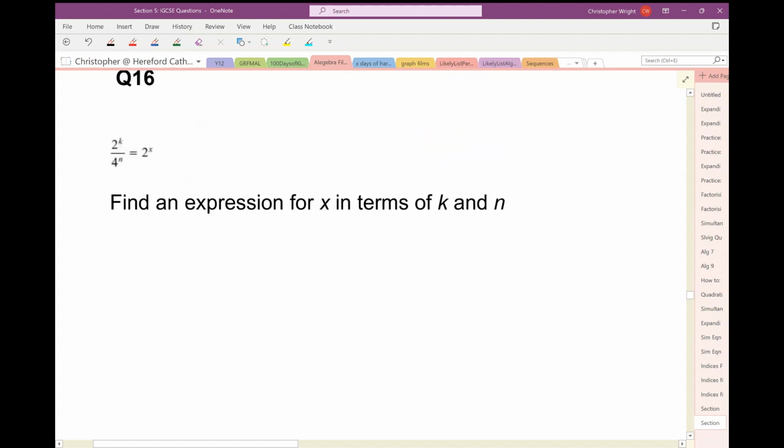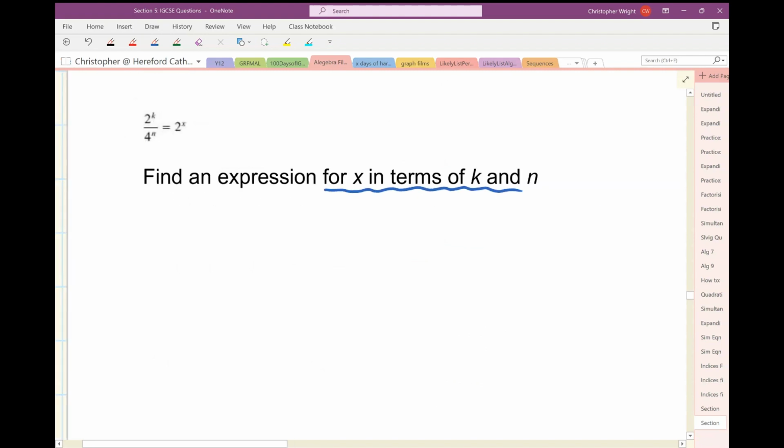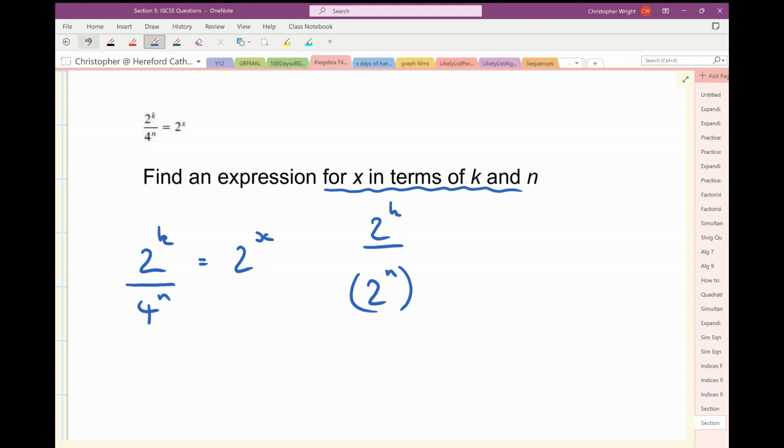Question 16. Find an expression for x in terms of k and n. Right. Now I'm going to write all of these into base 2, and you'll find that some of these harder questions require you to quite naturally write expressions in different bases. Now on the bottom here I've got 4 to the n. So that's going to be 2 to the power of k over now 4 to the n. 4 to the n is 2 squared, right? So that's 2 squared to the power of n, because 4 is 2 squared. And that equals 2 to the x.